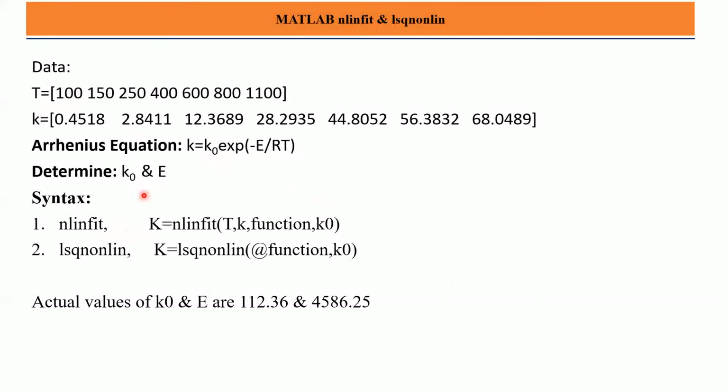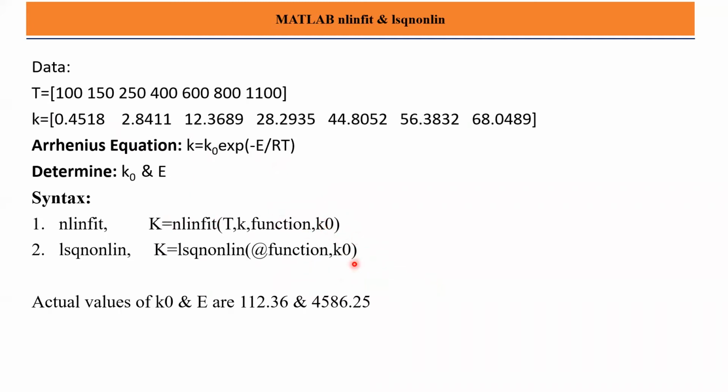In the syntax of both the inbuilt functions, capital K is the final solution, capital T is the independent variable and k is the dependent variable, and this function file is basically the Arrhenius equation and k naught is our initial guess. But in the case of lsqnonlin, this function file is the error between the actual given value of k and the Arrhenius equation, and k naught is again the initial guess as in nlinfit.